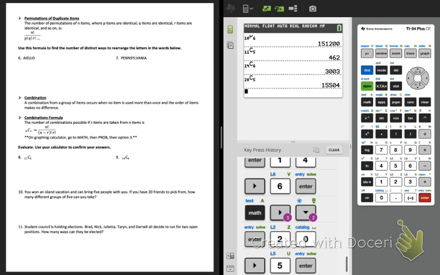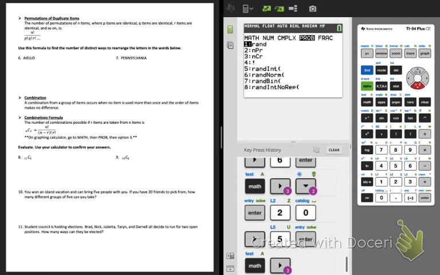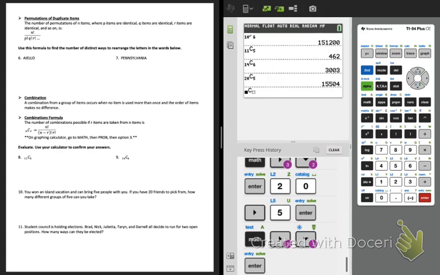Our formatting for this, so even though you don't technically see 2 numbers in this problem, there's 5 people running. 5C2 would be your notation. Then all we've got to do is just enter that into the calculator. So one more time, math prob option 3, 5C2.